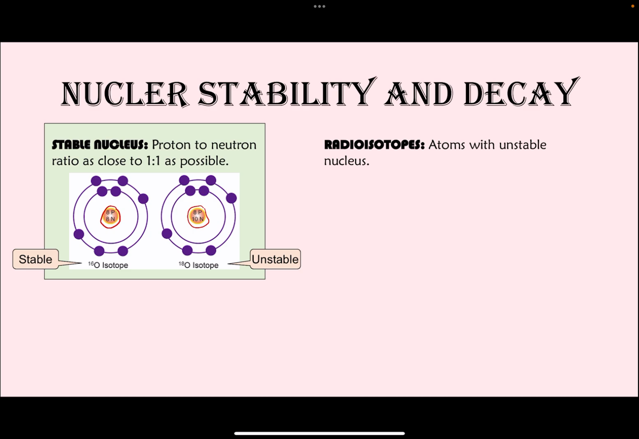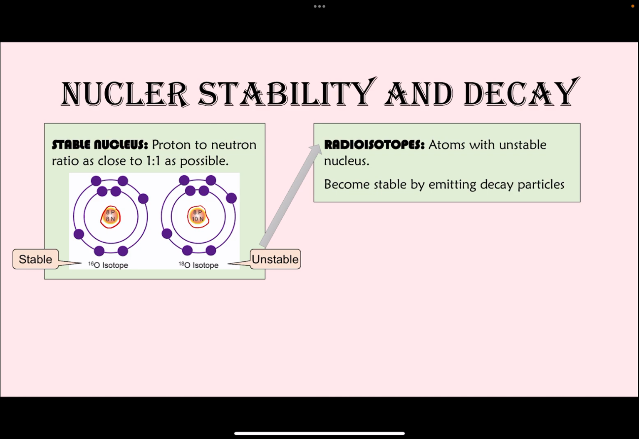So what happens to these unstable nuclei then? They are called radioisotopes, because they still want to be stable, and to become stable they emit decay particles. And this phenomenon of the radioisotopes emitting the decay particles, different types of radiation, as they are trying to become stable, is called radioactivity.